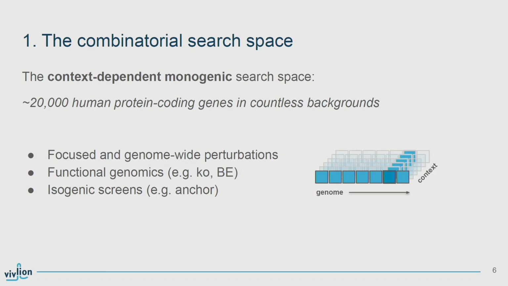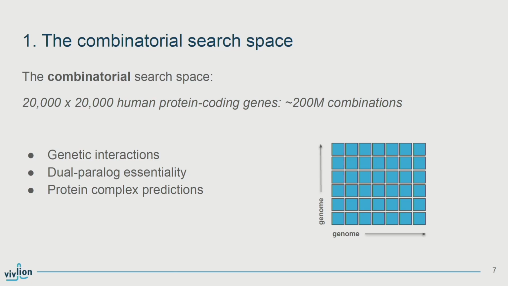But the search space becomes even bigger if we consider context. So now we're talking about 1,000 cell lines of DepMap all of a sudden. So now that's gigantic. But it becomes even more complex if we consider that genes don't act alone. So we are talking about a combinatorial search space of 20,000 times 20,000 genes. Again, not all of them are expressed, right? So the possible search space in this particular case is 200 million combinations.